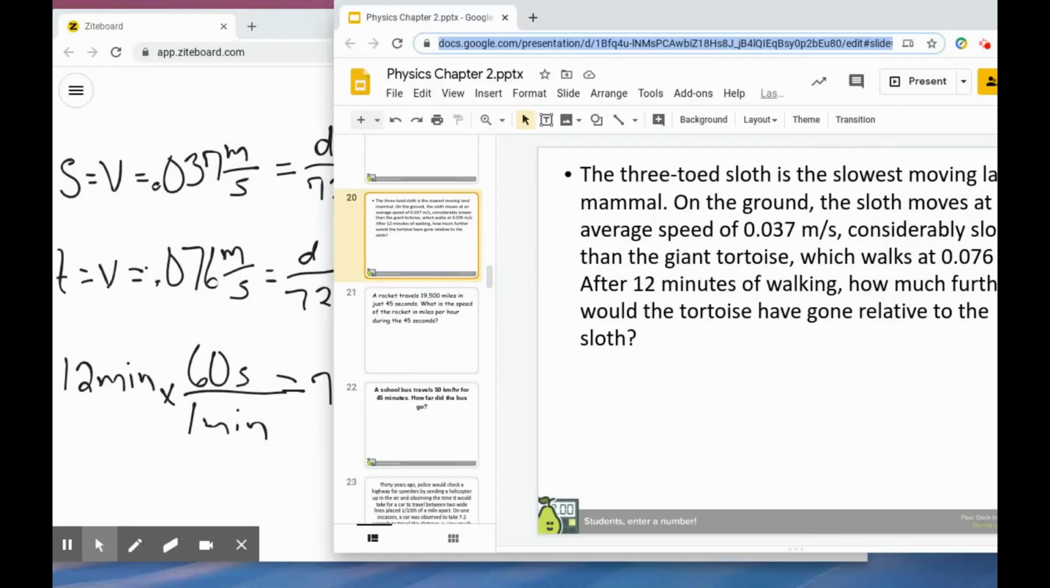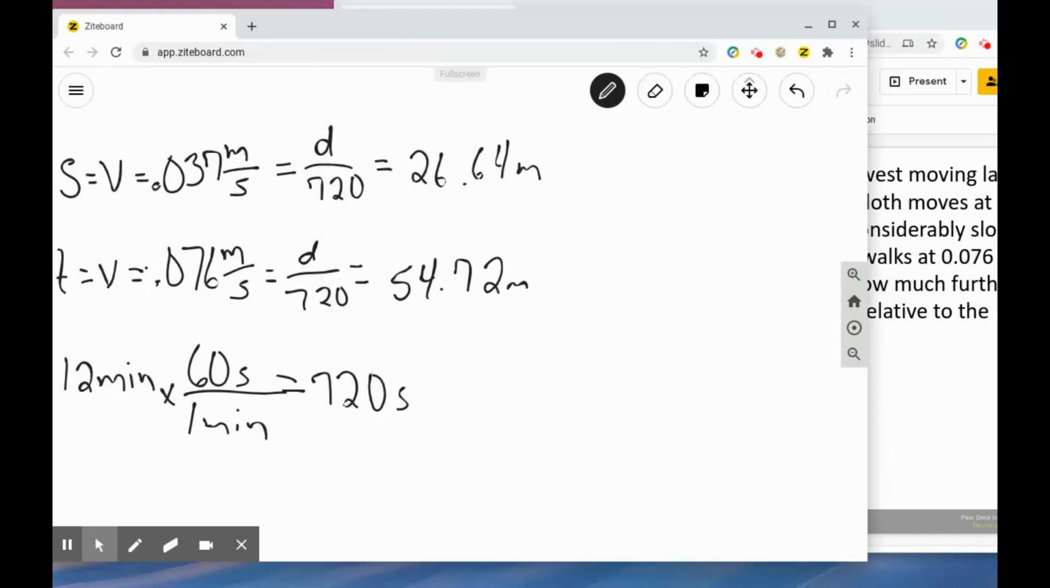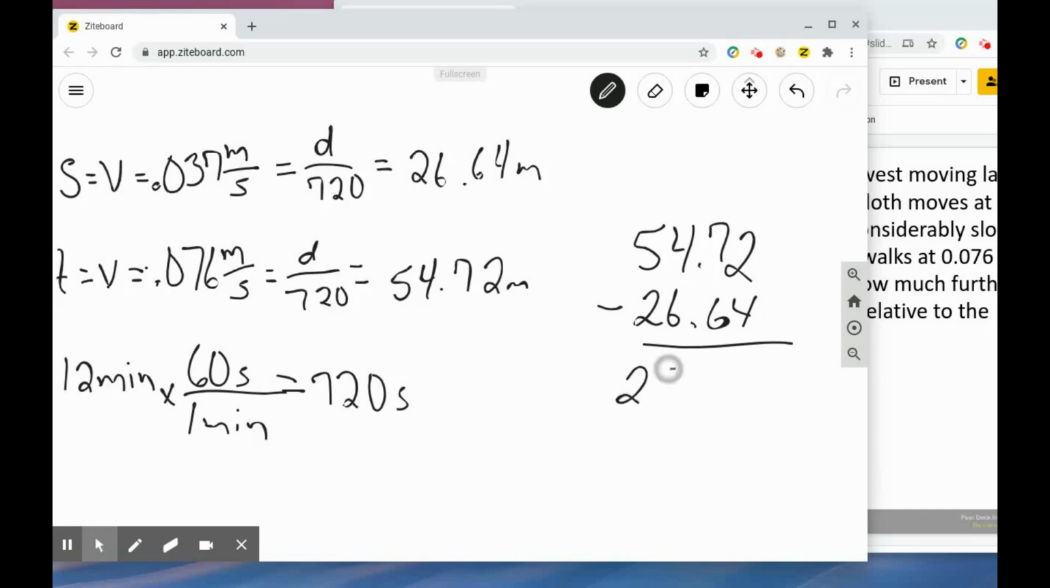Now if we look back at the problem, it says, how much further would the tortoise have gone relative to the sloth? So now it wants us to subtract. So 54.72 minus 26.64. And that gives us a difference of 28.08 meters for our final answer.